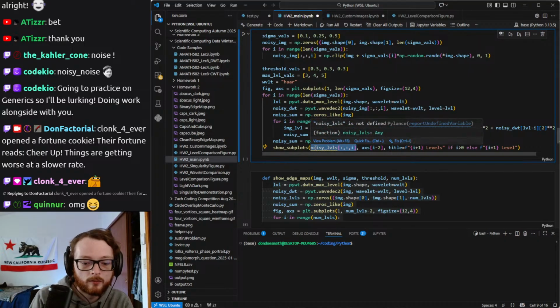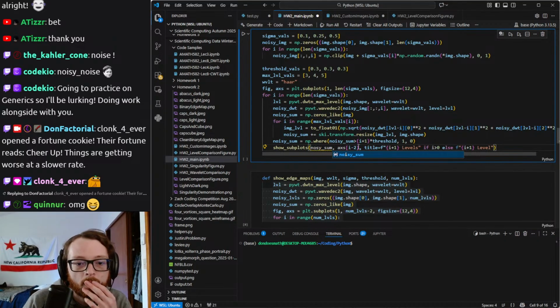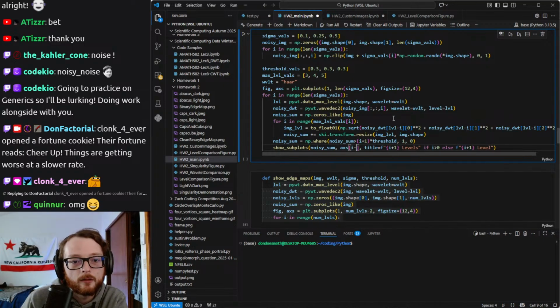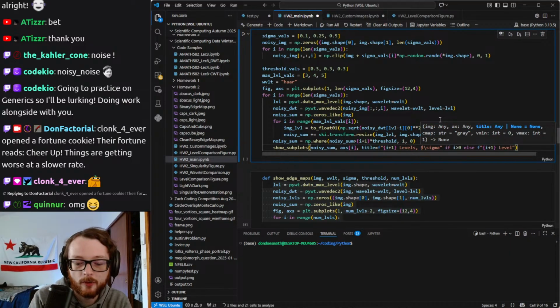Noisy sum. Noisy sum. Slash sigma equals sigma vals I. T equals threshold vals I.